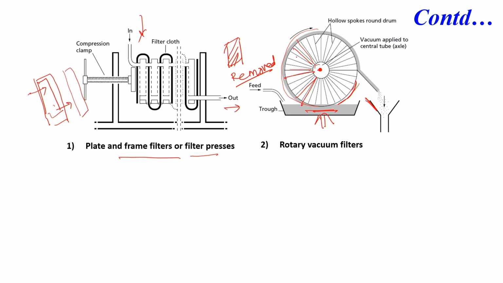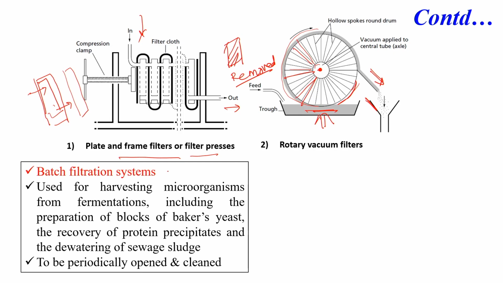So, that is why we are able to operate this in a continuous mode, because there is a provision to remove the cake in a continuous manner. So, filter presses are batch filtration systems and used for harvesting microorganisms from fermentation, including the preparation of blocks of Baker's yeast, recovery of protein precipitate and dewatering of sewage sludge.